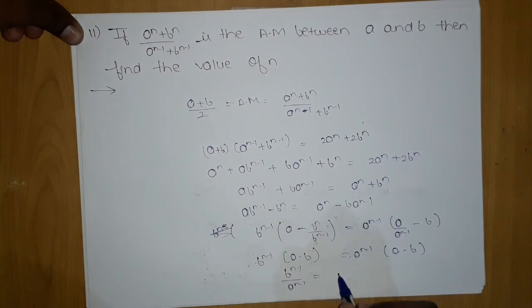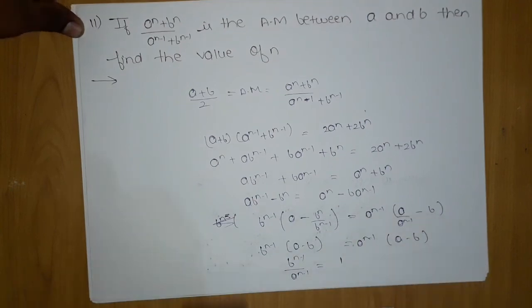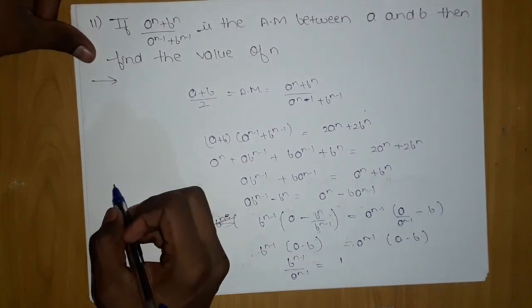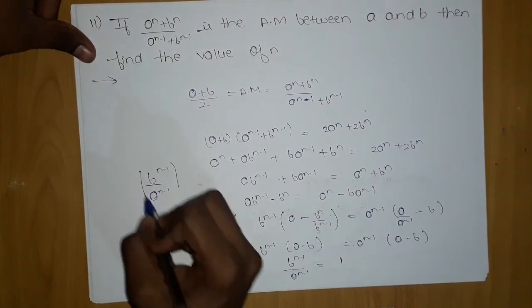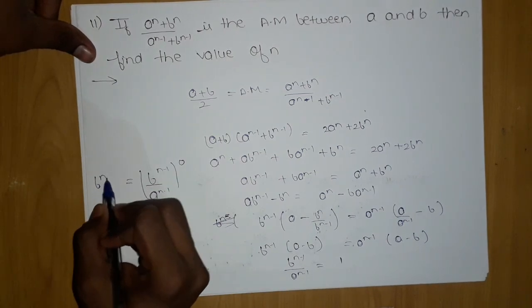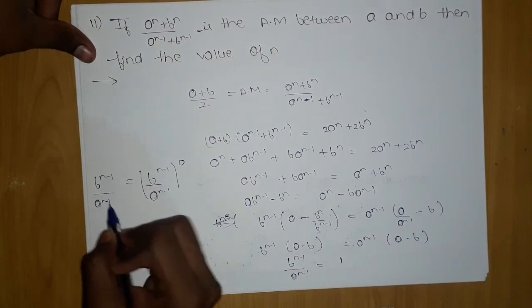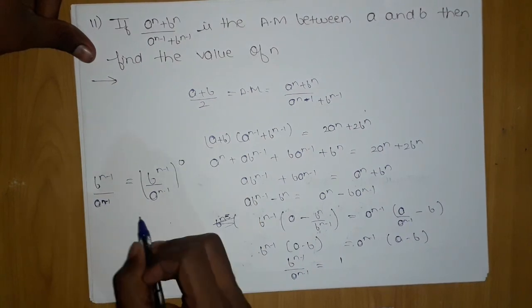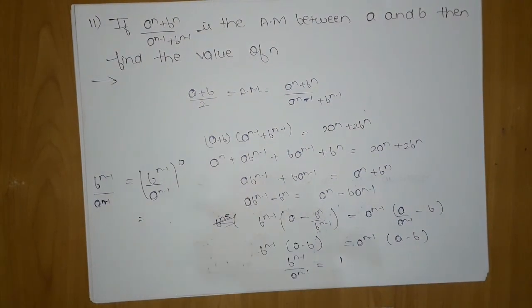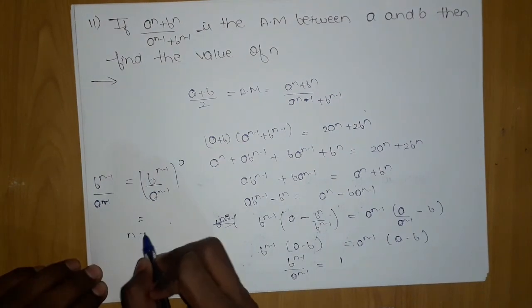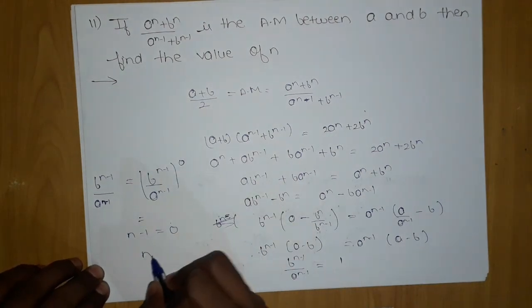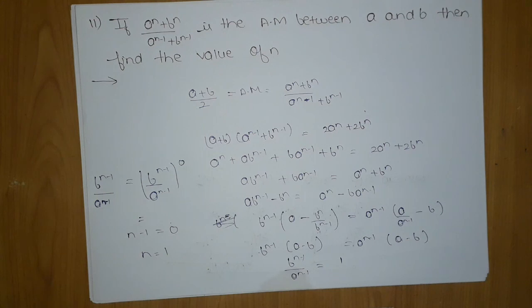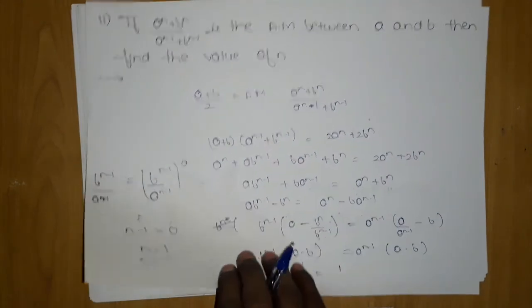Now when this will be equal, a^(n-1) upon b^(n-1) should be equal to 1, which is (b/a) to the power 0. This will be equal to b^(n-1) upon a^(n-1), because any value to the power 0 is 1. So what it gives me, n minus 1 should be equal to 0. So what I get, n is equal to 1 as my answer. Okay, so n is equal to 1 is our answer. Now let's move on.